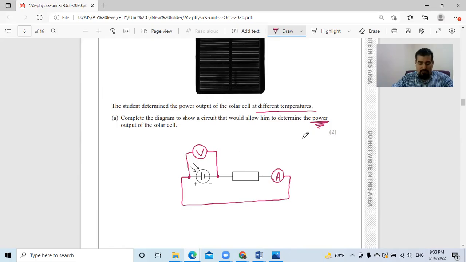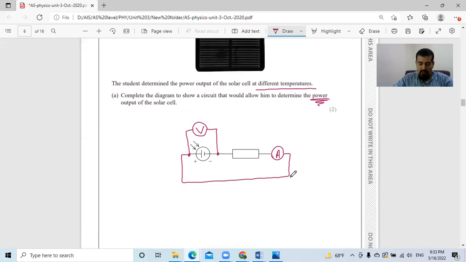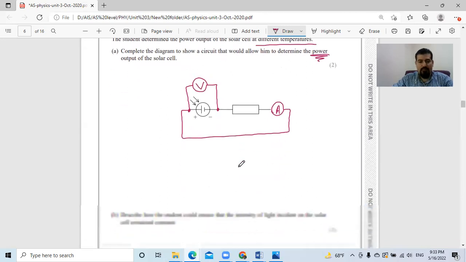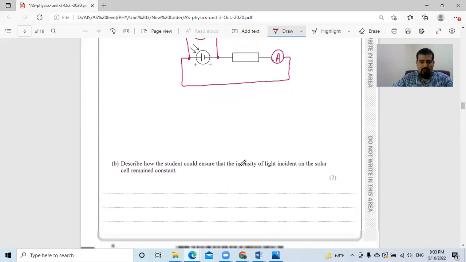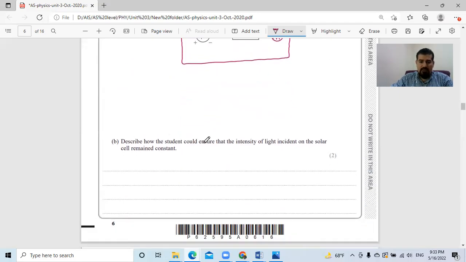Good. Any other questions? Is it clear? This is part A of question 3. Part B. Describe how the student could ensure that the intensity of light incident on the solar cell remains constant. How can I make sure that it remains constant?